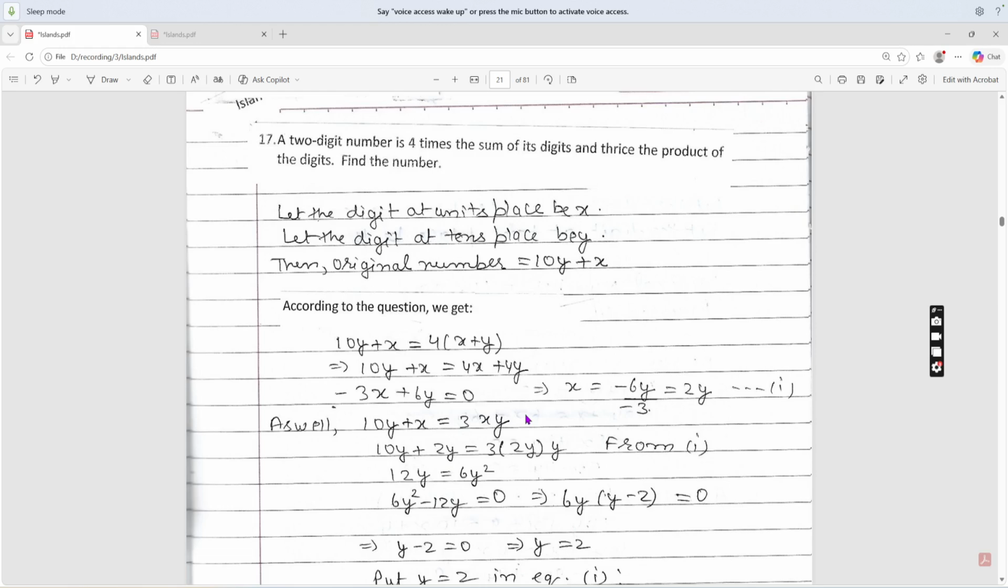Now the next condition is given, and thrice the product of its digits. Now what is the original number? That is 10y plus x is equal to thrice the product of its digits. What is the product of its digits? That is x into y.